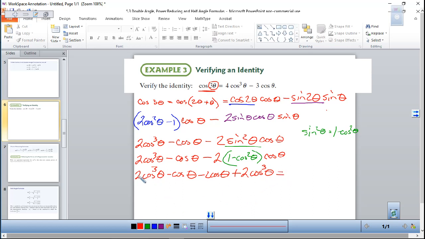So now when I combine all my like terms, I'm going to have 2 cosine cubed theta plus 2 cosine cubed theta. That gives me 4 cosine cubed theta. And negative cosine theta minus 2 more cosine theta gives me minus 3 cosine theta, which is exactly what I started off with to set equal to up here. So I have verified this to be correct.